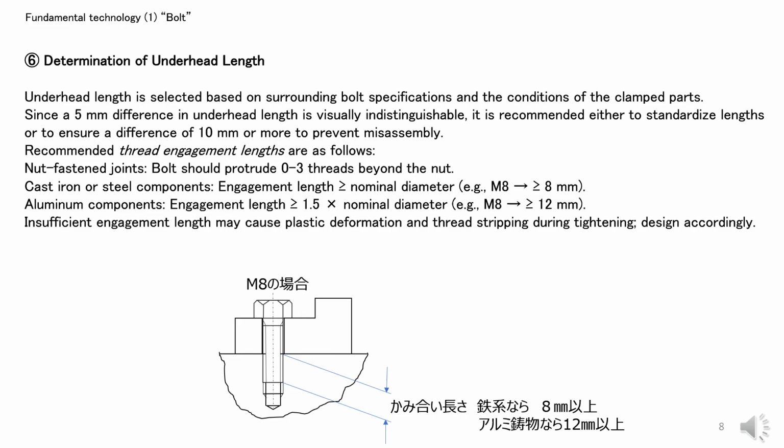Cast iron or steel components: engagement length greater than or equal to nominal diameter, e.g., M8 greater than or equal to 8 mm. Aluminum components: engagement length greater than or equal to 1.5 times nominal diameter, e.g., M8 greater than or equal to 12 mm. Insufficient engagement length may cause plastic deformation and thread stripping during tightening; design accordingly.